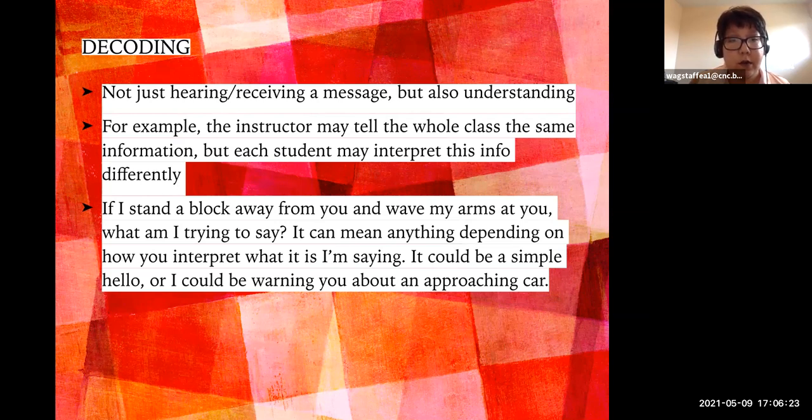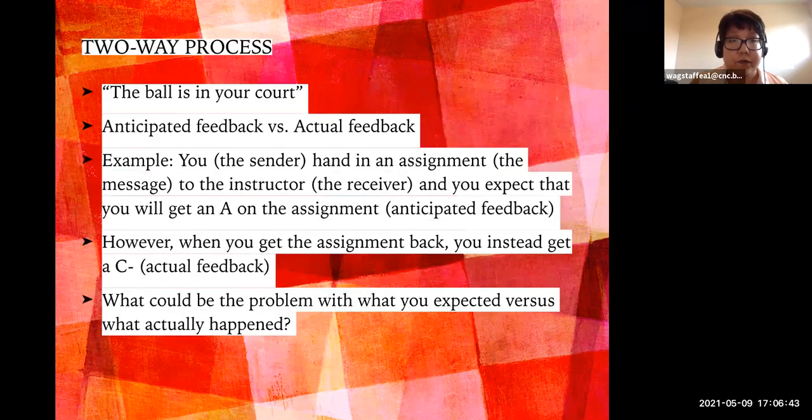If I stand a block away from you and wave my arms at you, what am I trying to say? It can mean anything depending on how you interpret what it is I am saying. It could be a simple hello, or I could be warning you about an approaching car. So, decoding is just as important as encoding. So, there's a two-way process for communication.